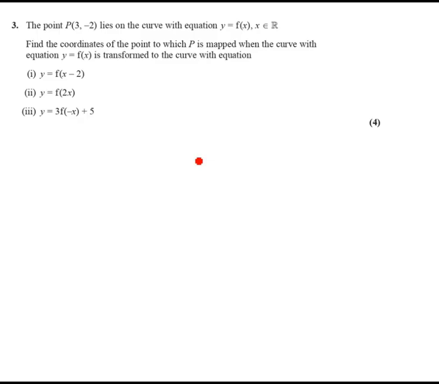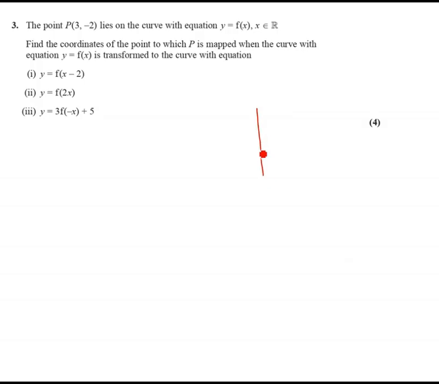Question 3. The point P (3, minus 2) lies on the curve with equation y equals f(x), where x belongs to the real numbers. Find the coordinates of the point to which P is mapped when the curve with equation y equals f(x) is transformed to the curve with equation y equals f(x) minus 2, and y equals f(2x), and y equals 3 times f(minus x) plus 5. Okay, so let's have a look.